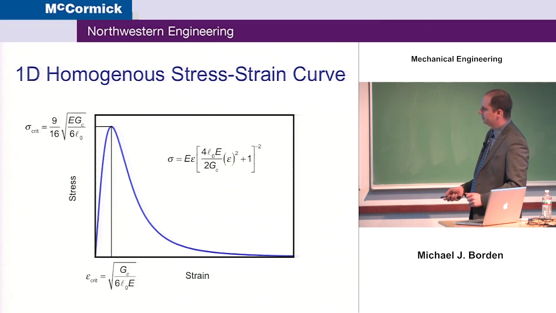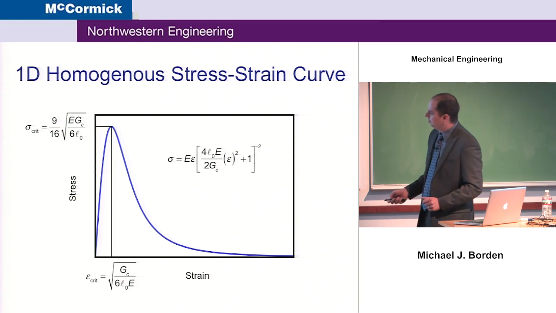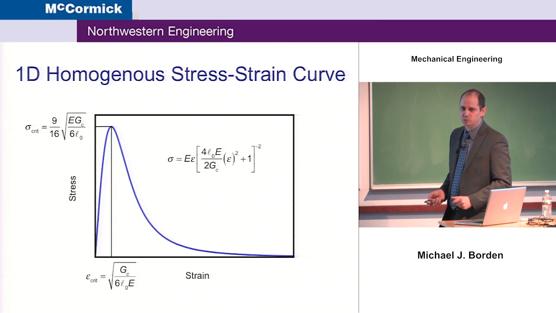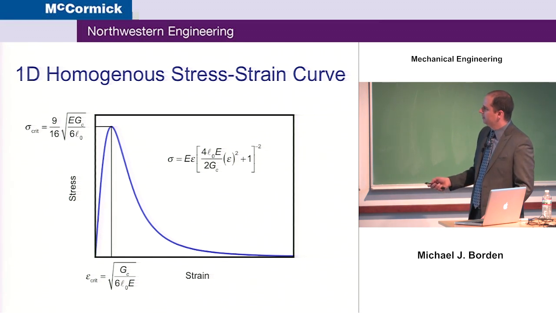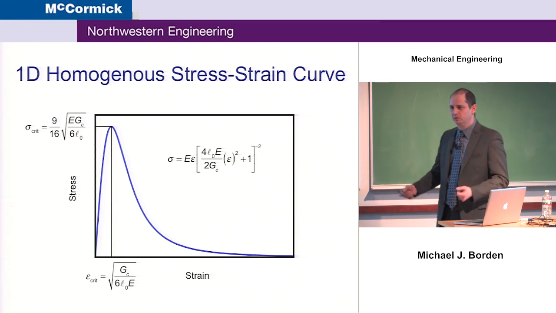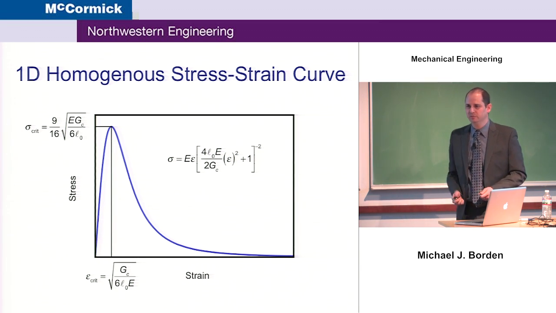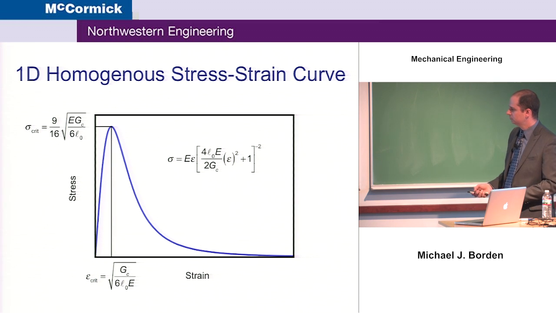We get something that looks like this, where as we increase in strain, our stress goes up. We hit some peak stress, which we call the critical stress. And then the stress drops off as we continue to increase the strain. And I want to point out that this critical stress is a function of our material properties and our length scale. As this length scale goes to 0, of course, our critical stress will go off to infinity, which would then converge to our brittle fracture theory.